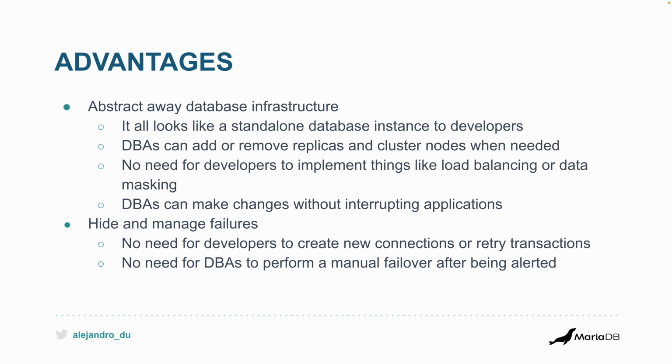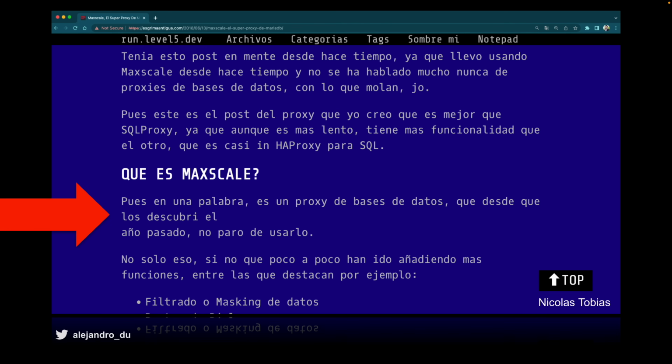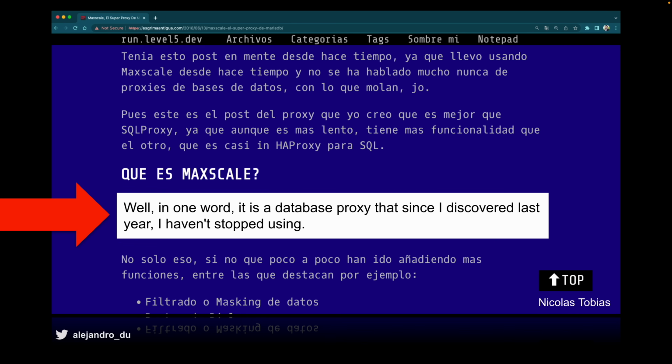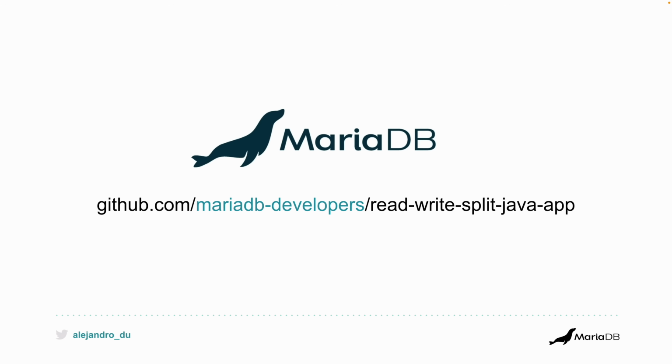Something that is more useful for your business. Now, I'm going to leave you with this screenshot of a website. It's a blog by Nicolas Tobias, who is a DevOps engineer. It is in Spanish, but I translated it to English for you. He is asking, what is MaxScale? Well, in one word, it is a database proxy that, since I discovered it last year, I haven't stopped using. So I invite you to try it out.